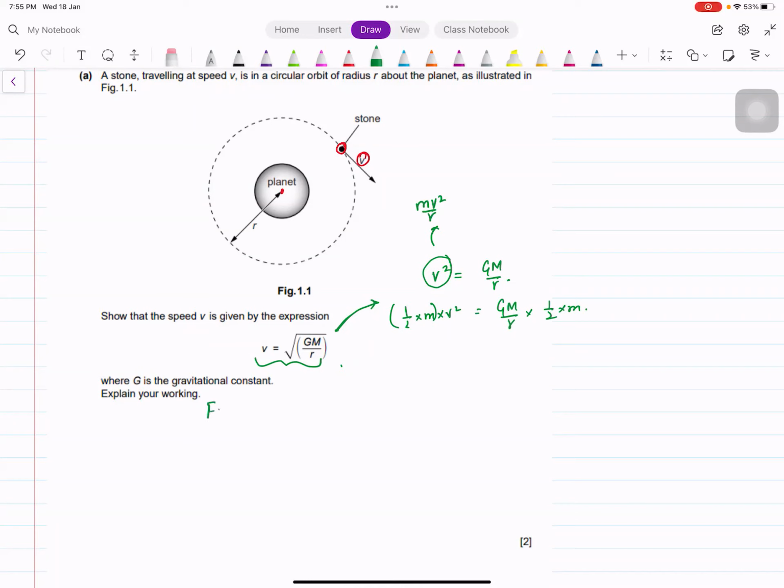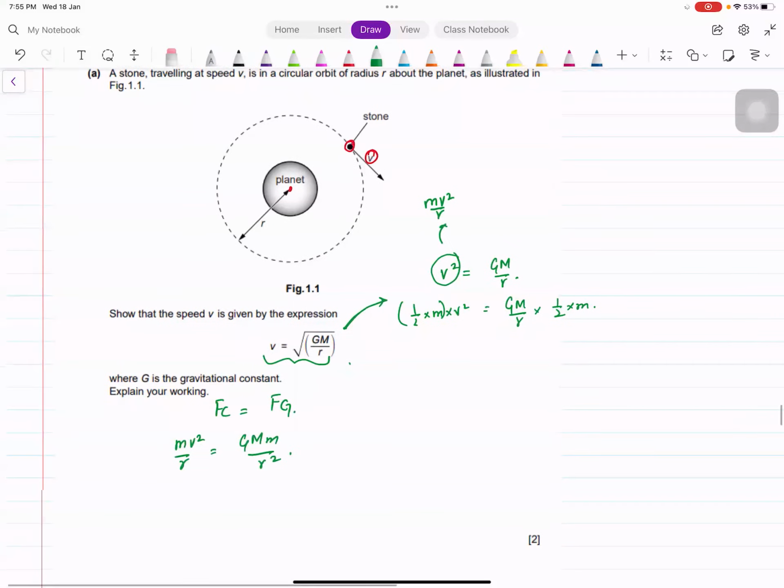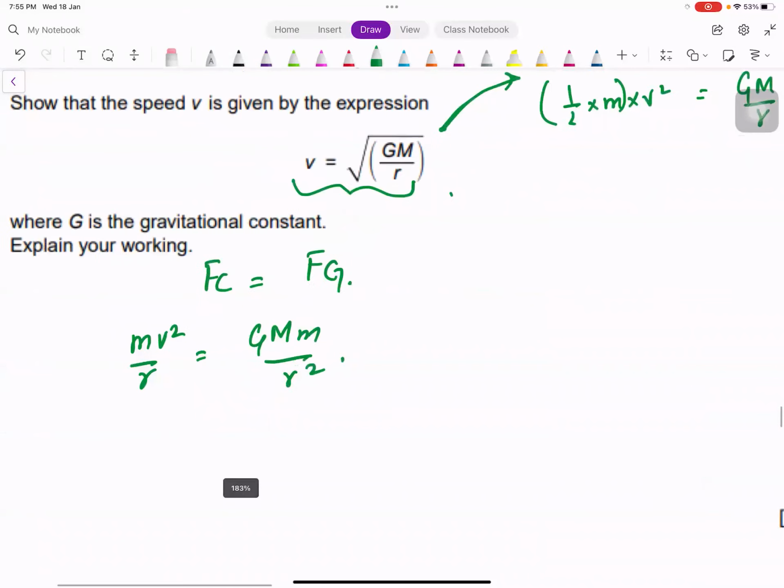So I took Fc equals Fg. The centripetal force is mv squared over r. Fg is GMm over r squared. Okay, Suman? Yes, sir. So then check this out.